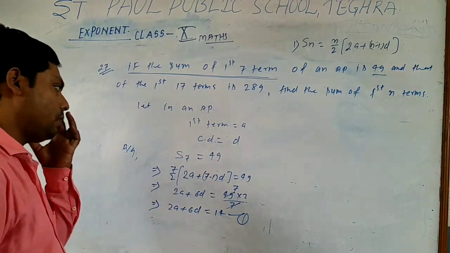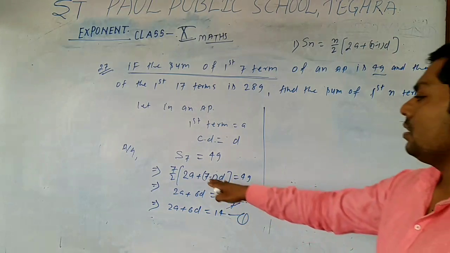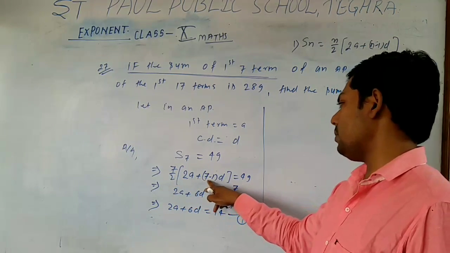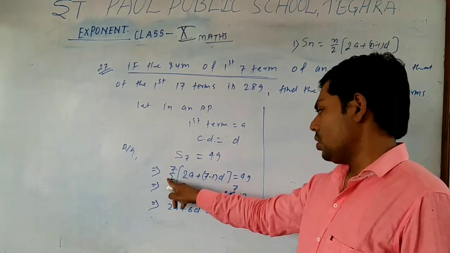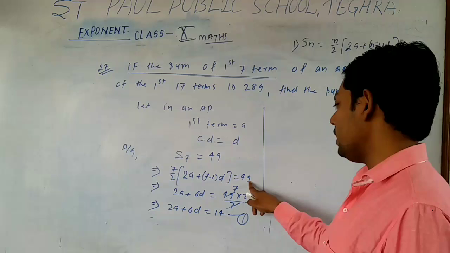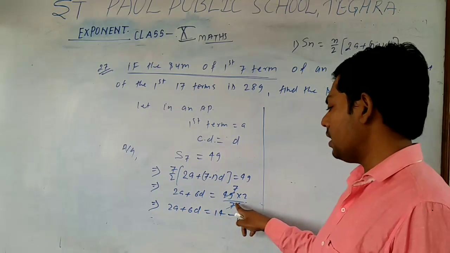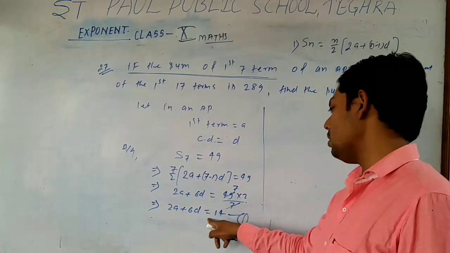Say equation 1. Now, here we see that sum of 7 terms is 49, that is n by 2, that is 7 by 2, times 2a plus n minus 1, that is 7 minus 1, into d equal to 49. Here 2 is in the denominator, so by multiplying, it moves to the numerator, and 7 from the numerator goes to the denominator. By dividing by 7, 7 twos are 14, that is 2a plus 6d is equal to 14.